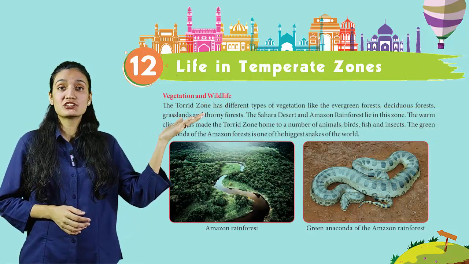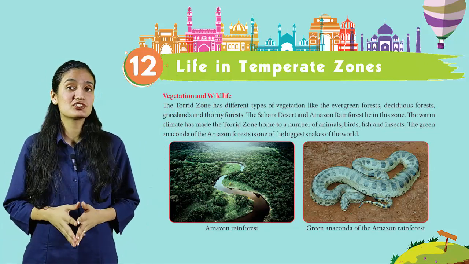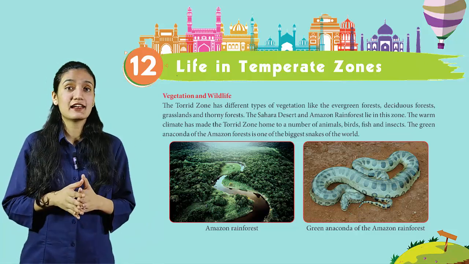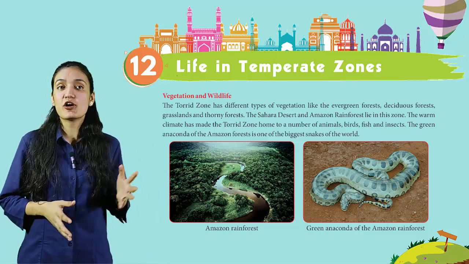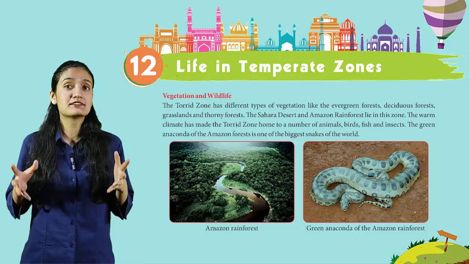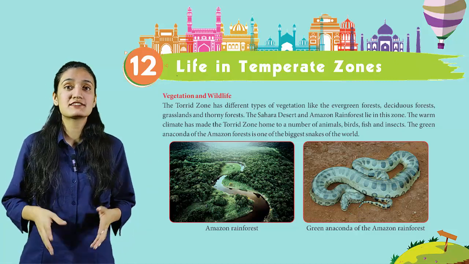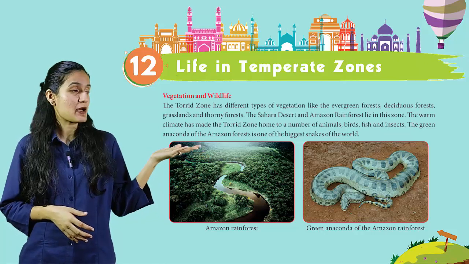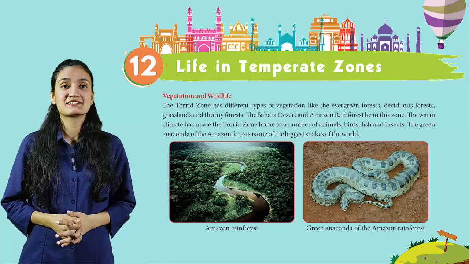Now, vegetation and wildlife. The torrid zone has different types of vegetation like the evergreen forest, deciduous forest, grassland and thorny forest. The Sahara Desert and Amazon rainforest lie in this zone. The warm climate has made the torrid zone home to a number of animals, birds, fish and insects. The green anaconda of the Amazon forest is one of the biggest snakes of the world. Here you can see in the picture the Amazon rainforest and the green anaconda of the Amazon rainforest.